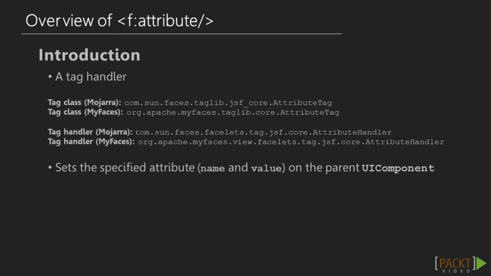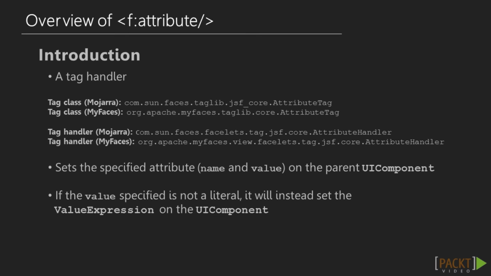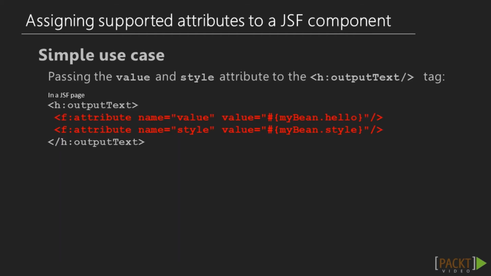A tag handler is useful when you need to pinch some components from the component tree. For example, the f:attribute tag handler allows us to pass the value of an attribute of a component or to pass a parameter to a component. If the value specified is not a literal, it will instead set the value expression on the UI component. Now let's see a simple and pretty dummy use case.